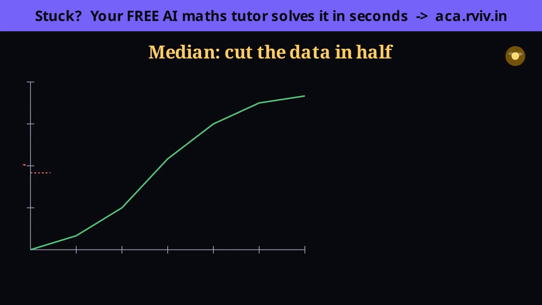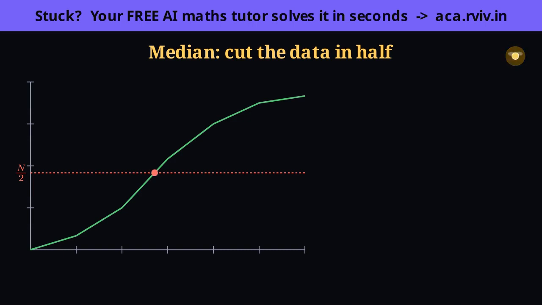Now here's the whole method in one gesture. The total count is n, so half the data is n over 2 readings. I go up the vertical axis to that halfway height and draw a line straight across until it meets the climbing ogive. That meeting point is the moment exactly half the data has accumulated. Drop straight down from there to the x-axis, and where it lands is the value that splits the data into 2 equal halves, the median.